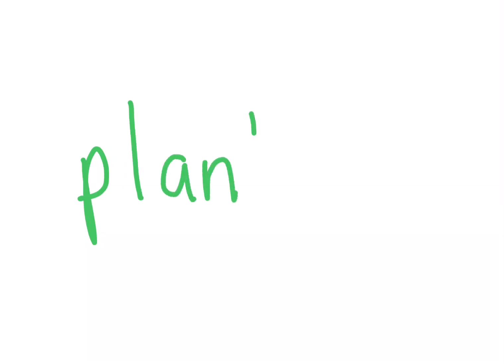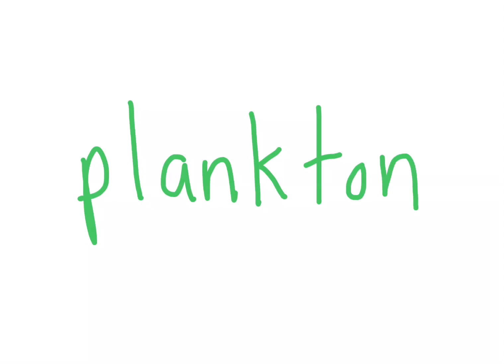This is a good one. P-L-A-N-K-T-O-N. Two ways to do this. You could use our regular coding strategies. Find your first two vowels, A and O, bridge them, and then let's take a look.